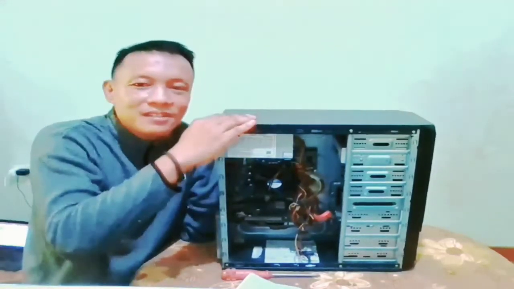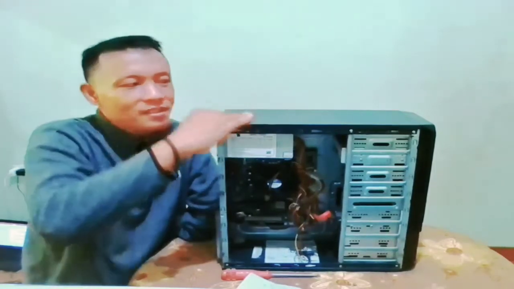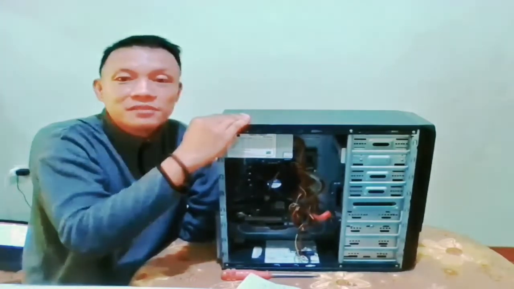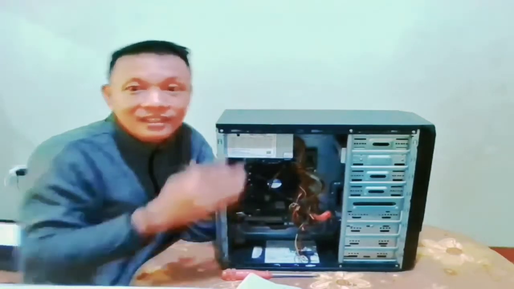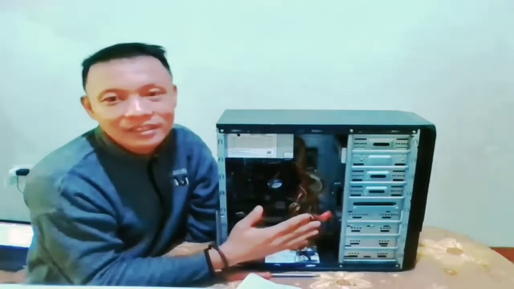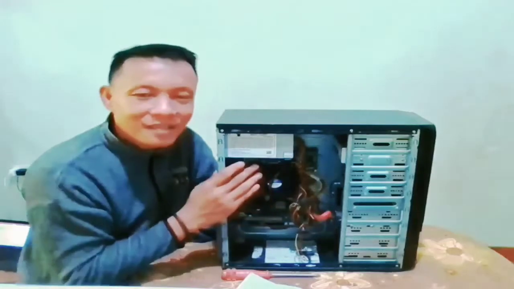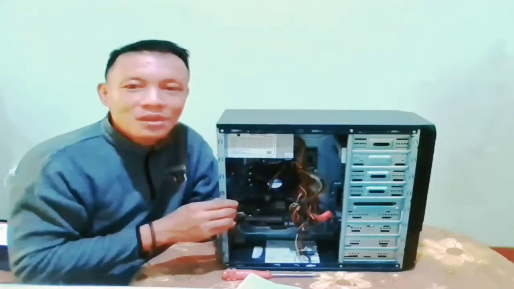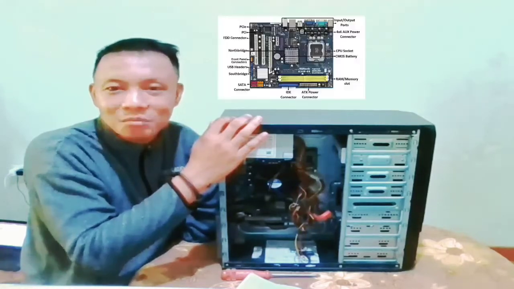I have here a central system unit of a computer. This central system unit serves as the main system of a computer. It means that it contains all the major parts, or it contains everything. So this time, the first major part that we're going to locate is the motherboard.